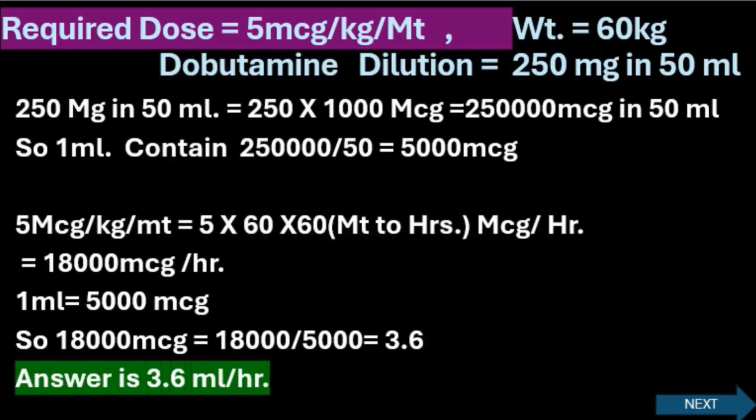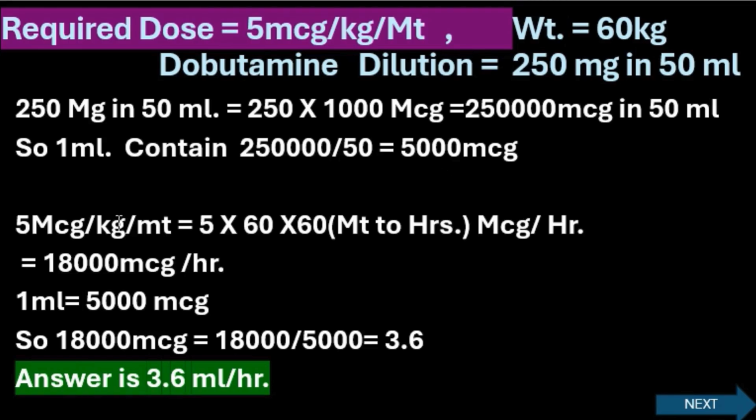Let us see the calculation. Required dose is 5 microgram per kg per minute. Weight is 60 kg. Dobutamine dilution is 250 mg in 50 ml. So 250 mg in 50 ml will be converted to microgram. 1 mg is 1000 microgram. So 250 into 1000 is 250,000 microgram in 50 ml. So 1 ml contains 250,000 divided by 50, which is equal to 5,000 microgram per ml. So each ml will have 5,000 microgram.